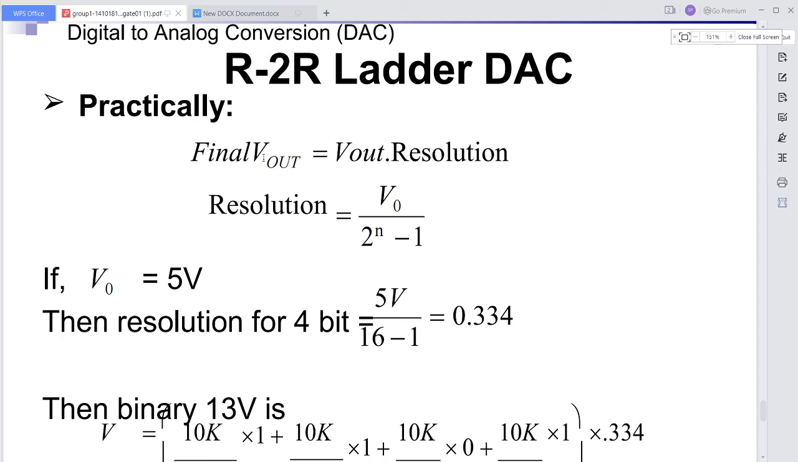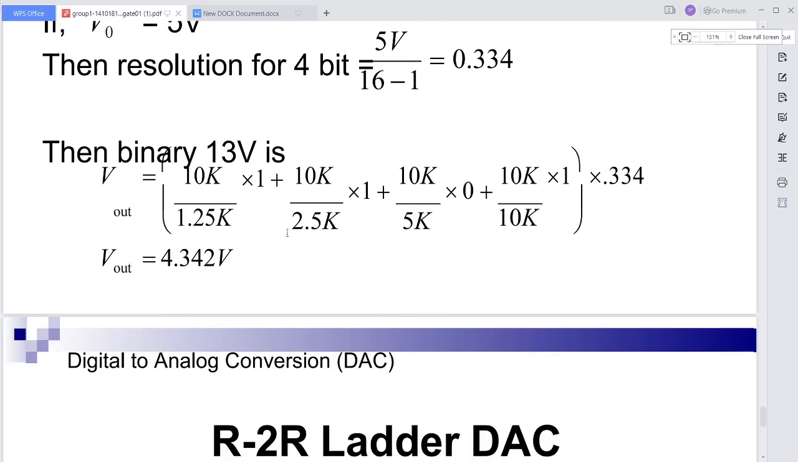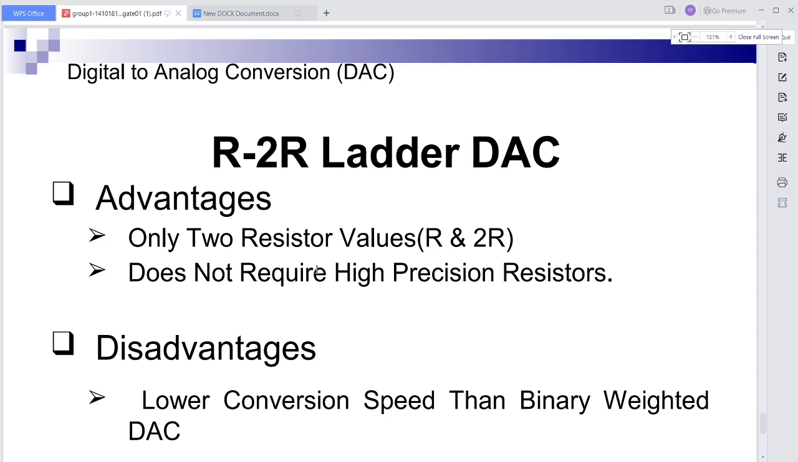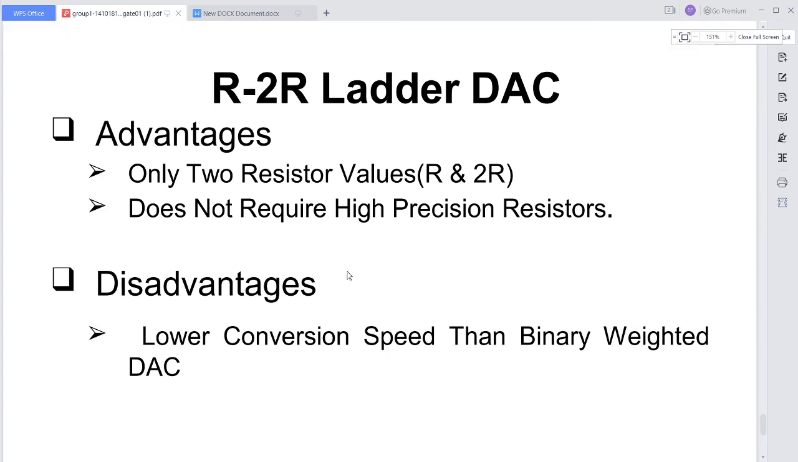Practically, what we can achieve at the output side is V out equals the highest value of the output divided by the resolution. Resolution we know is 1 by 2 power of n minus 1. By taking some values, you can get V out like this. This is about the R-2R ladder type digital to analog converter.